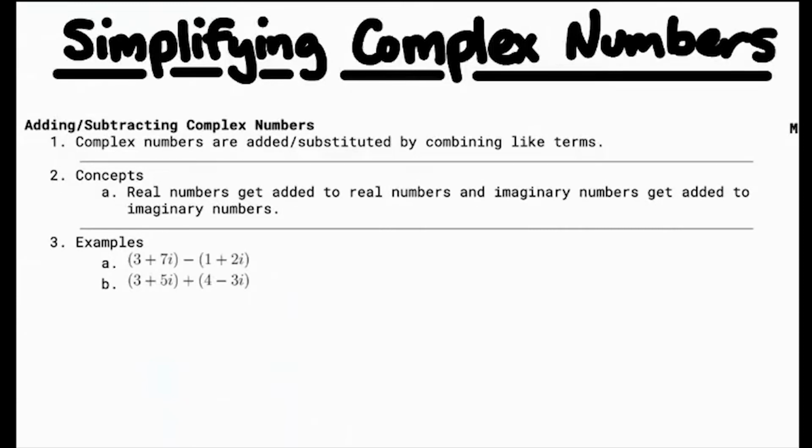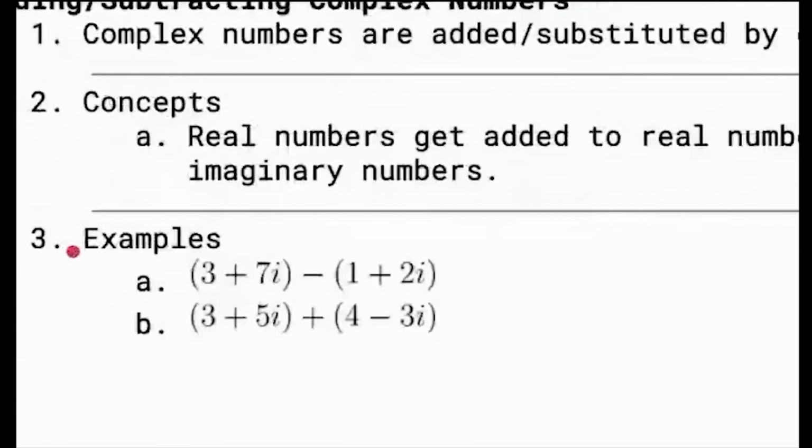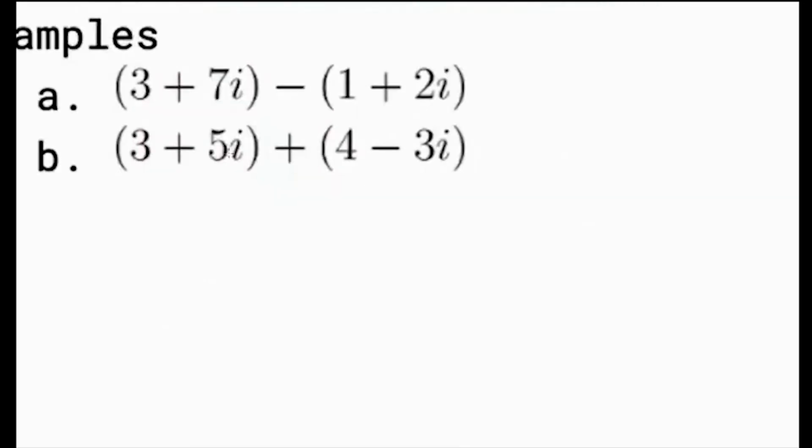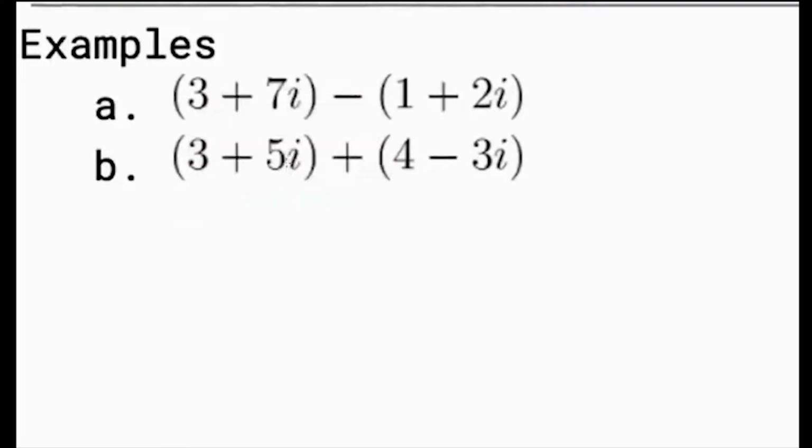So I have some examples right here that I want you to work on, where all you're doing is combining like terms. If you got the warm-up wrong, hopefully you get these right. So this first one says 3 plus 7i minus 1 plus 2i. First thing I'm going to do for this problem is distribute this negative to the 1, and then to the 2i.